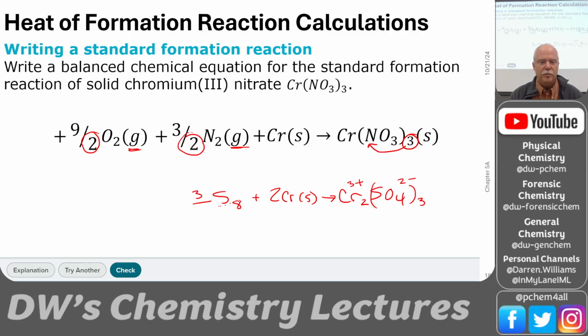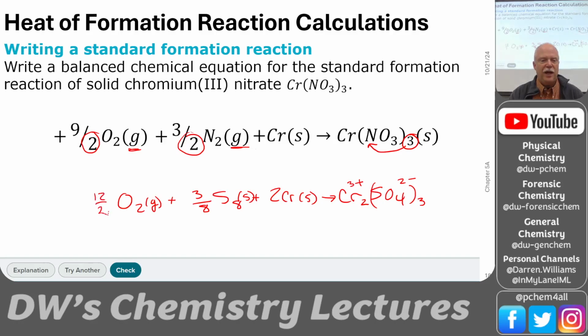And they come in groups of 8. So I have 3/8 of an S8 solid. Crazy, but that's what it is. Okay, and then oxygen, I have 4 times 3, that's 12 oxygens. So I'll go ahead and do this. So that's oxygen gas.